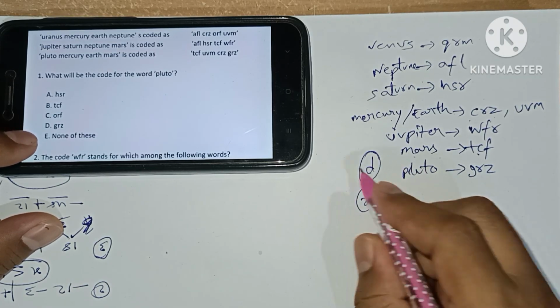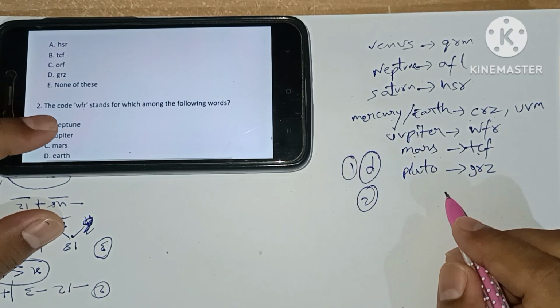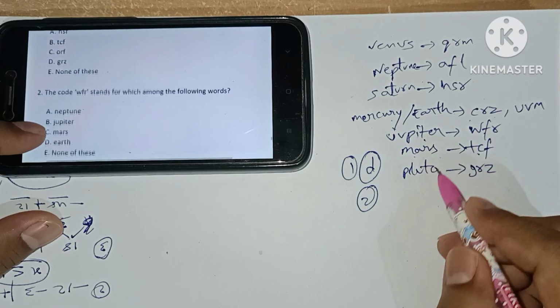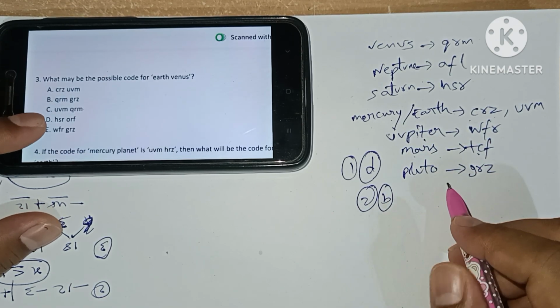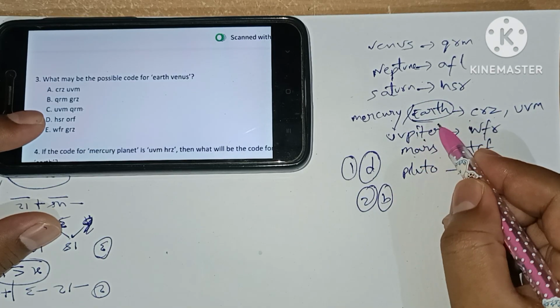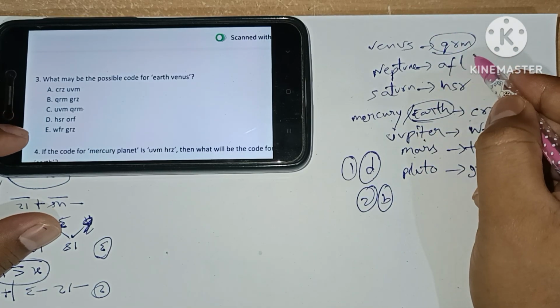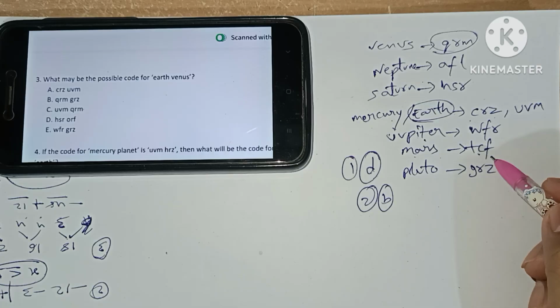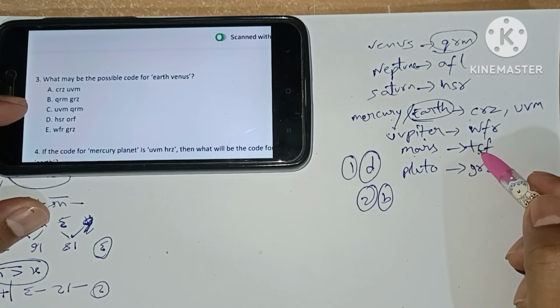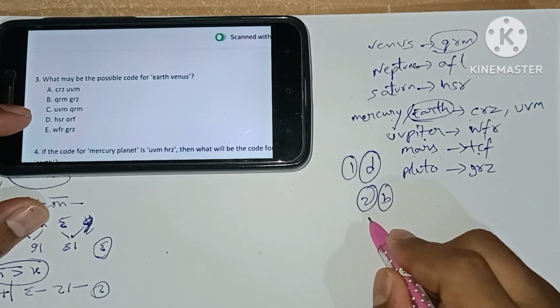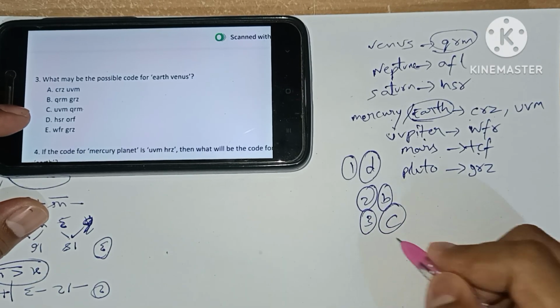Second one, WFR. WFR is Jupiter. So the answer is B. Third one, Earth Venus. Earth is this one. Venus is QRM. So we get possibilities. But according to the given options, our answer will be option C. Third one, option C is our answer.